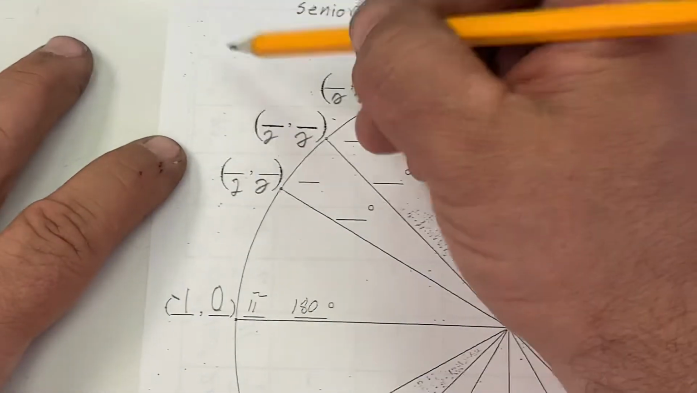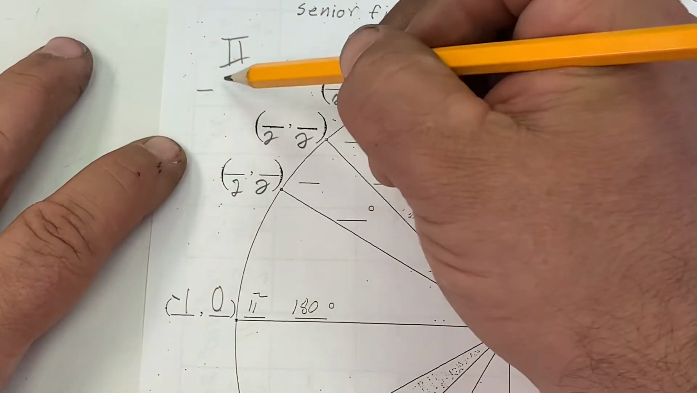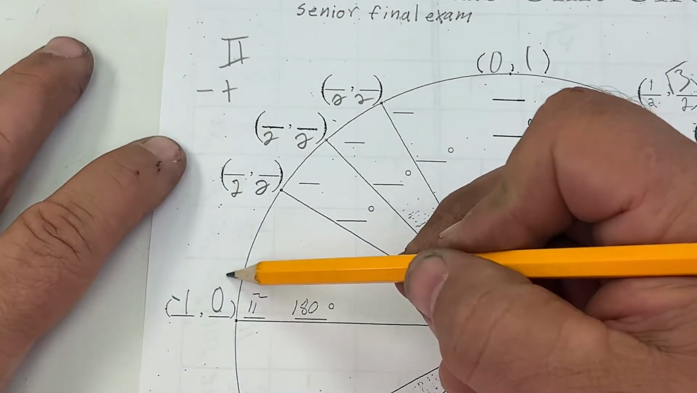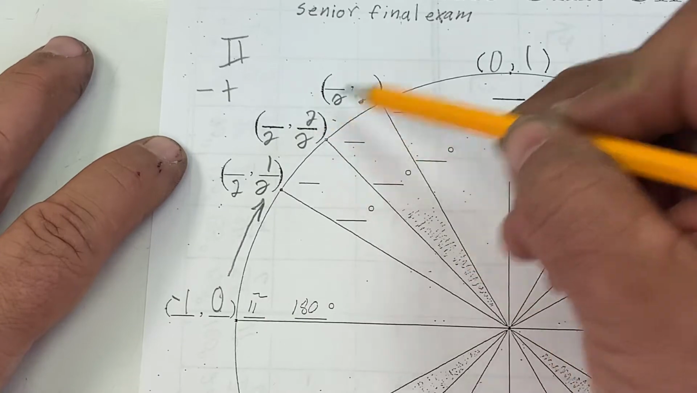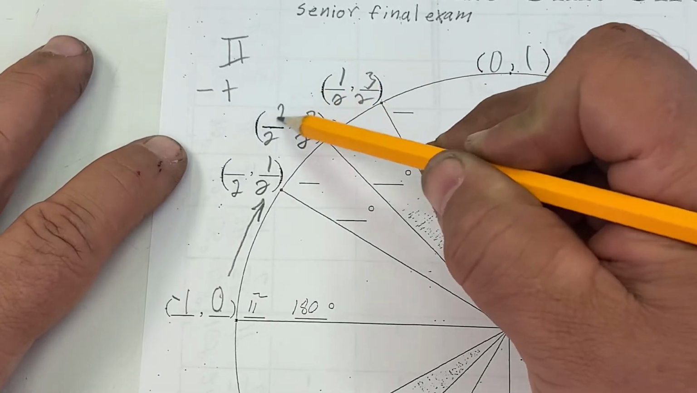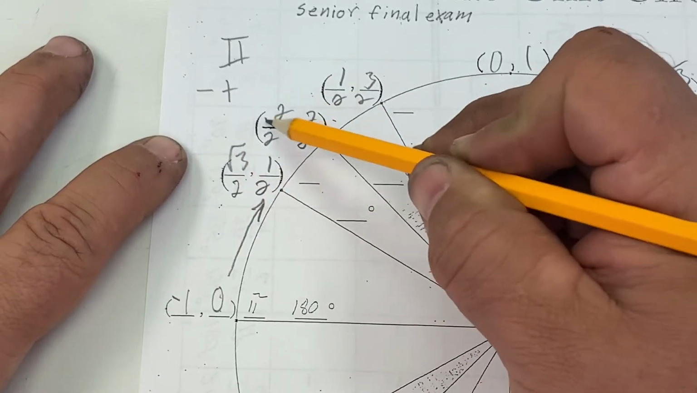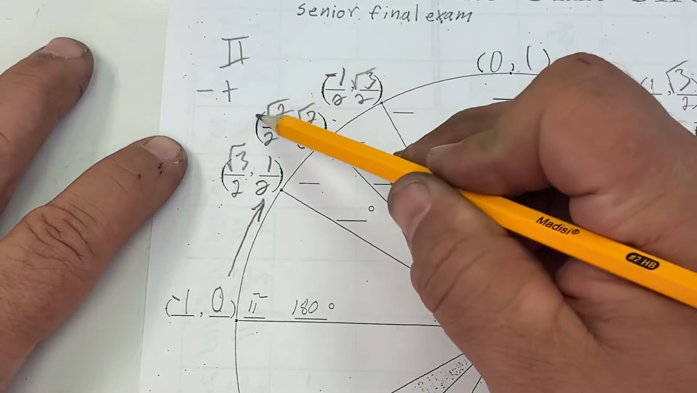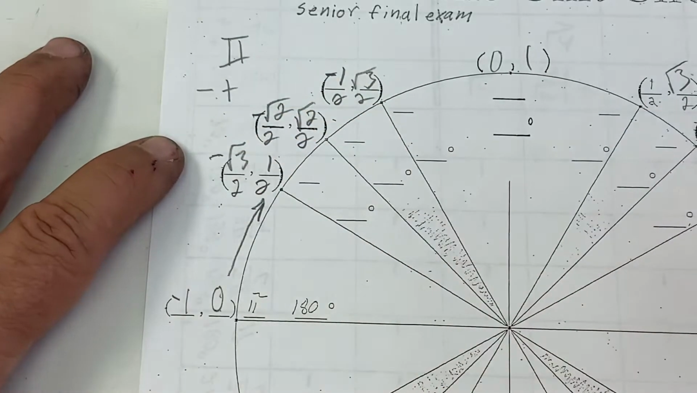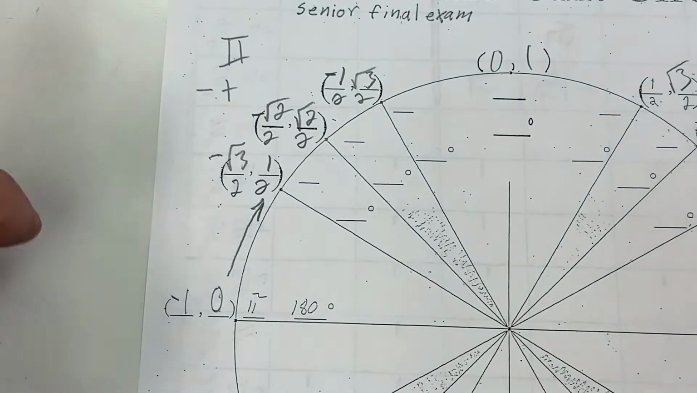Quadrant 2. This is going to be negative, positive. So the 0's on the right. 0, 1, 2, 3, 1, 2, 3. Square root everything but the ones. And the x value is going to get a negative in front of it. So that's the coordinates for quadrant 2.